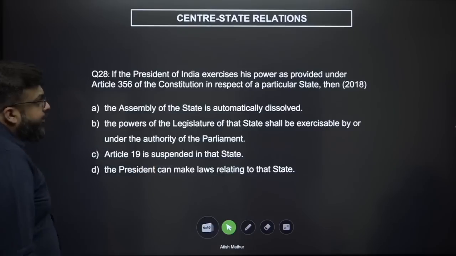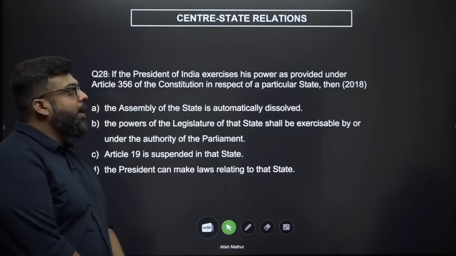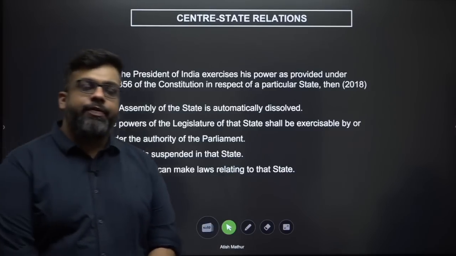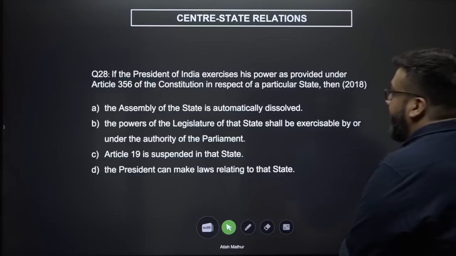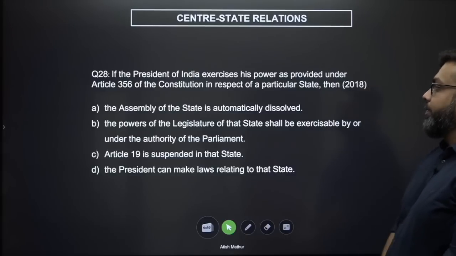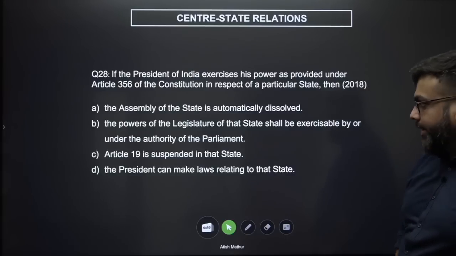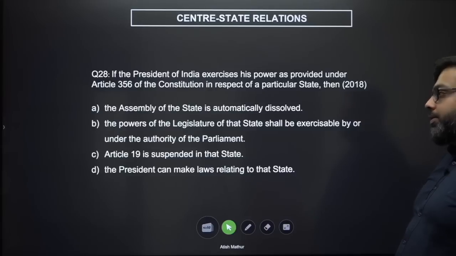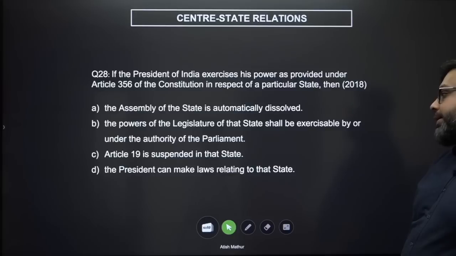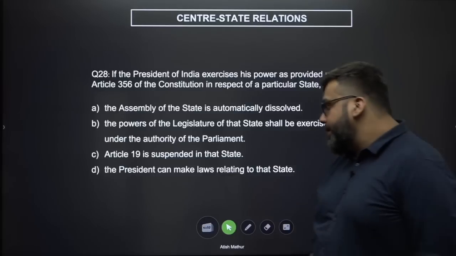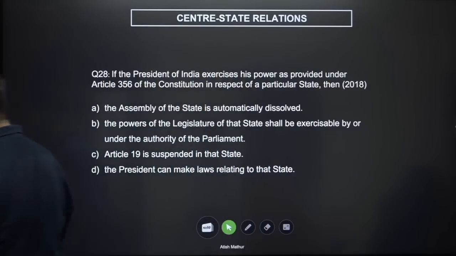Next. If the President of India exercises his power as provided under Article 356 of the Constitution in respect of a particular state, then what happens if 356 is exercised? The assembly of the state is automatically dissolved. The powers of the legislature of the state shall be exercisable by or under the authority of the parliament. Article 19 is suspended in that state. The president can make laws relating to that state. We've done this on the implications also.